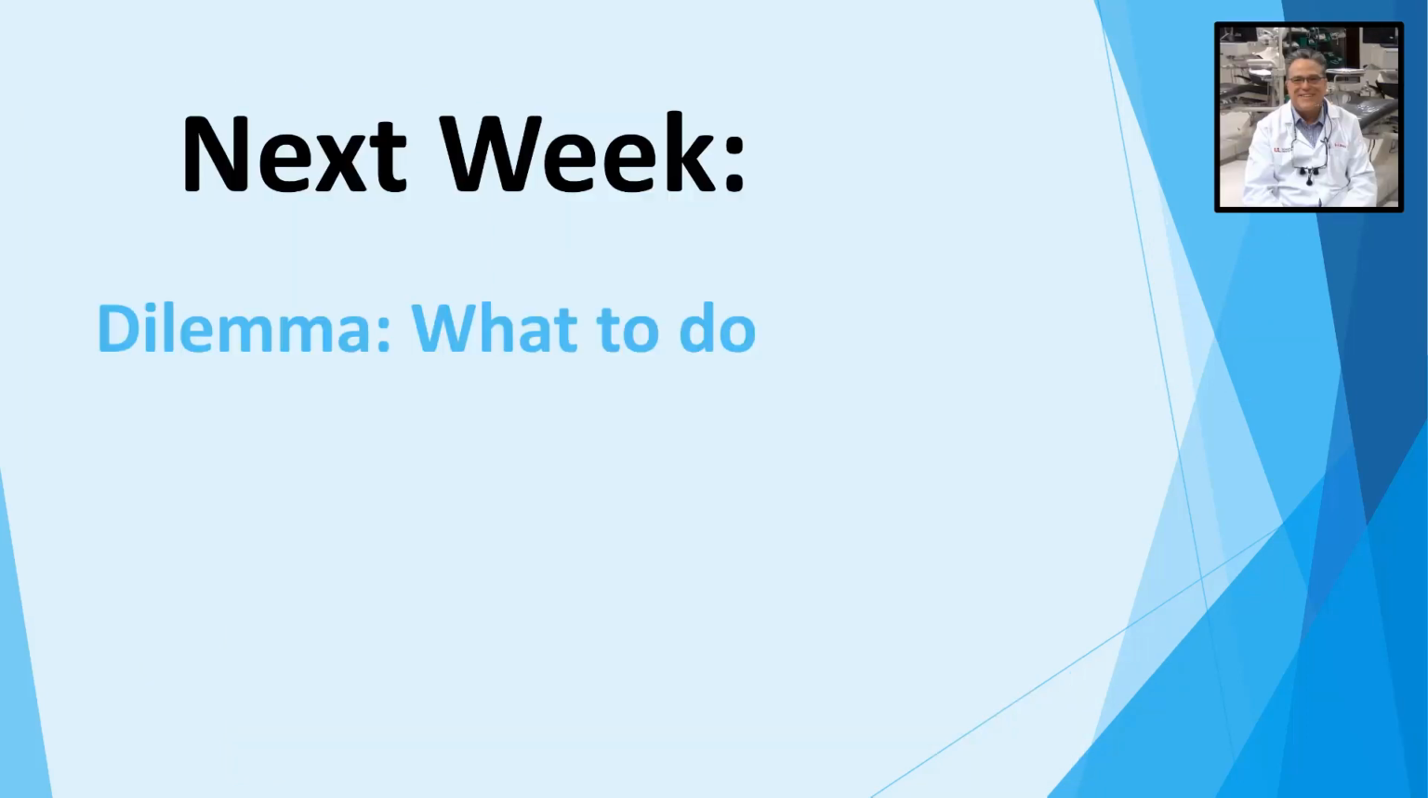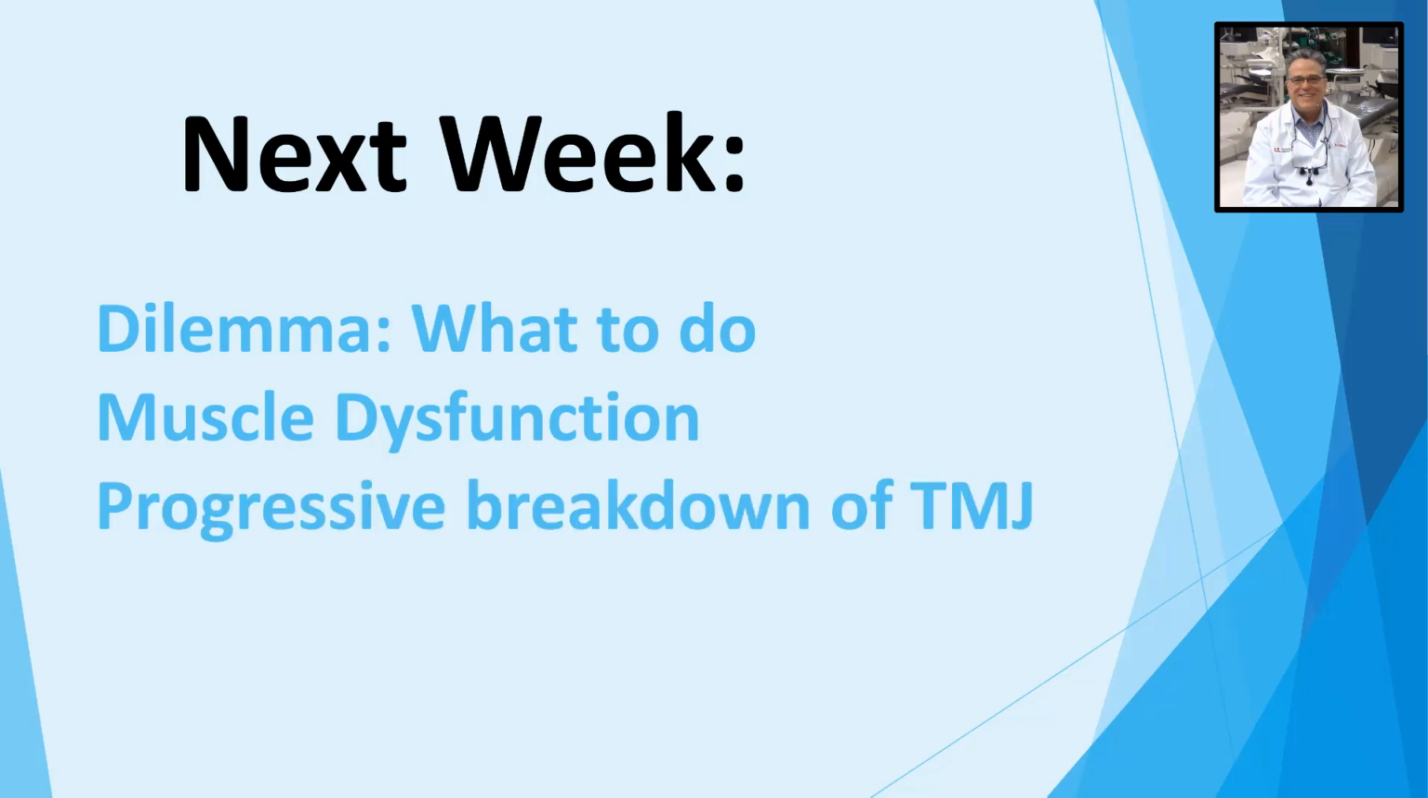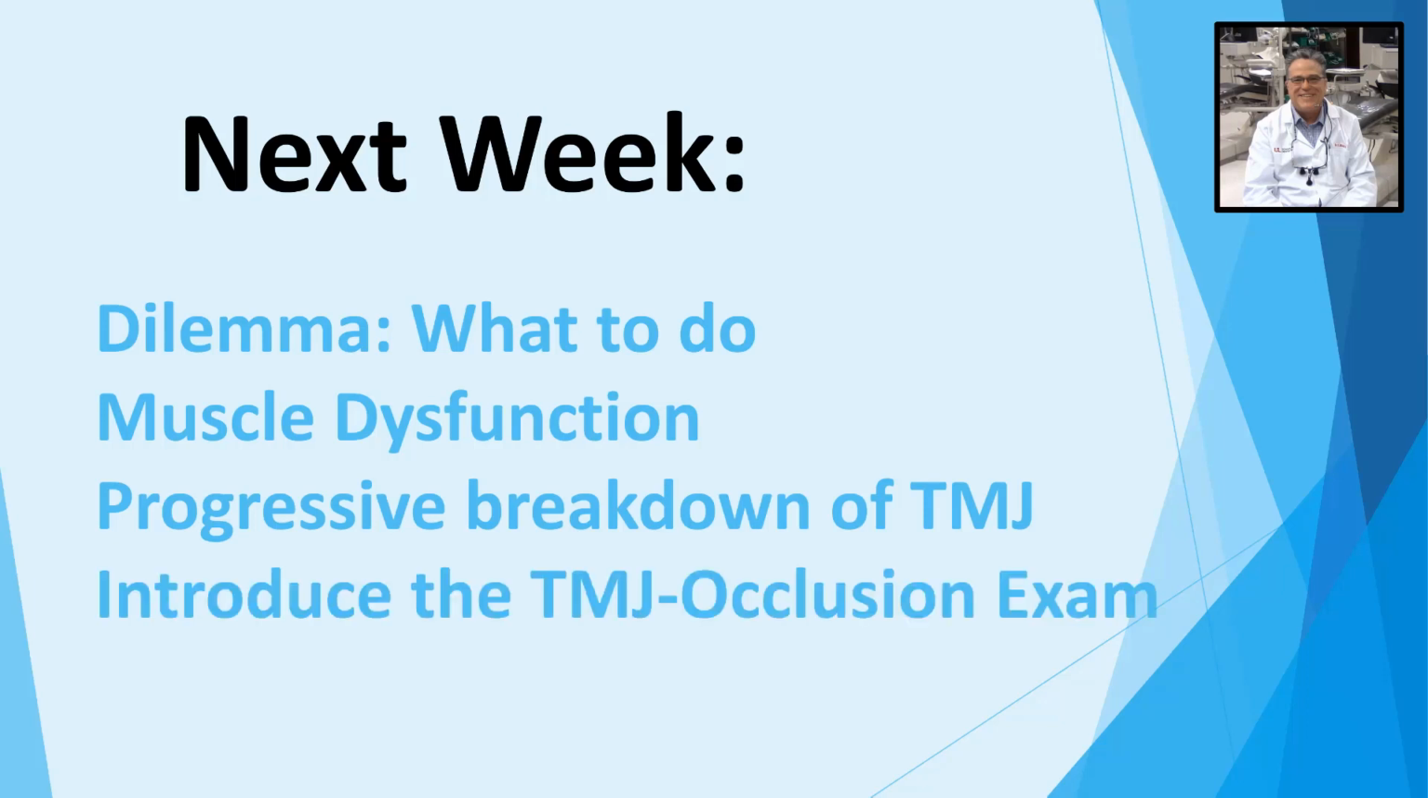Next week, we're going to go into this dilemma a little bit more that I've introduced a few times. We're going to talk about muscle dysfunction. So far we've talked about what is best and good and harmonious and stable. So now we're going to look at what happens when there is dysfunction involved. And then we're going to go into what we're going to call the progressive breakdown of the temporomandibular joint that could occur. And we're going to introduce to you a TMJ occlusion examination.